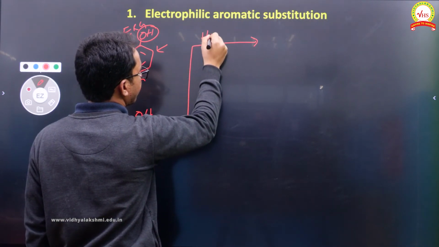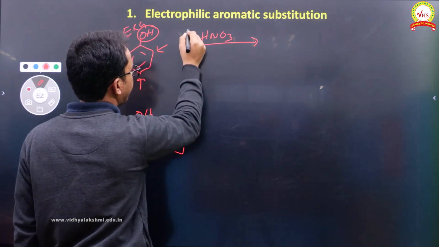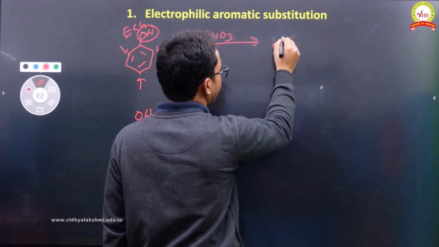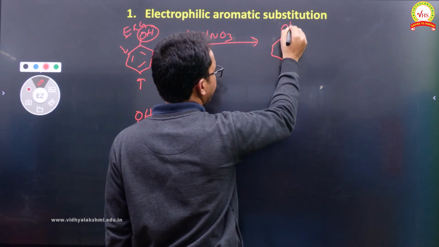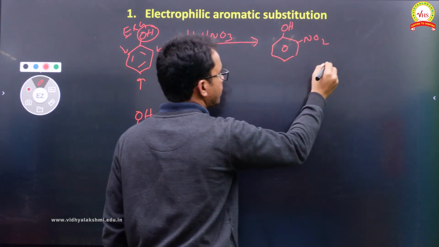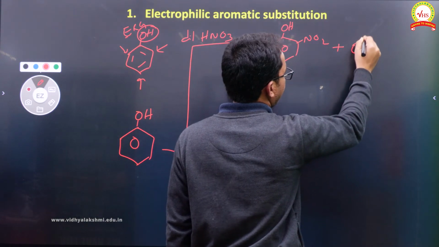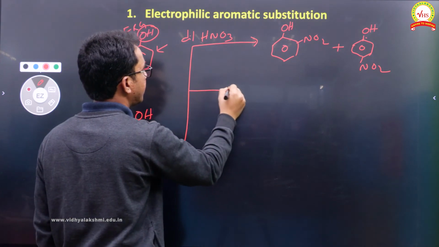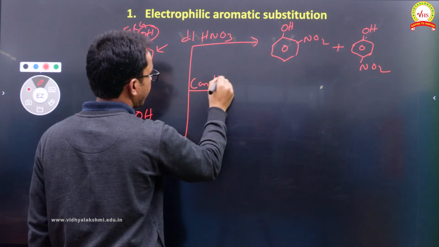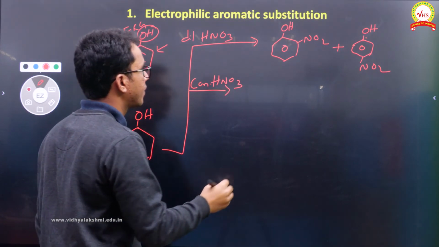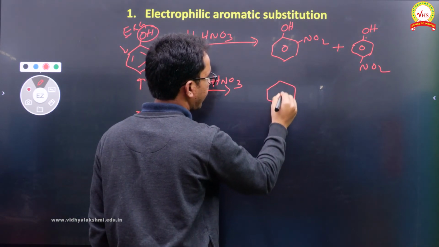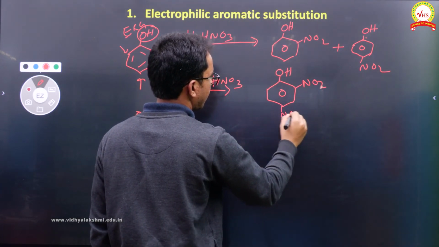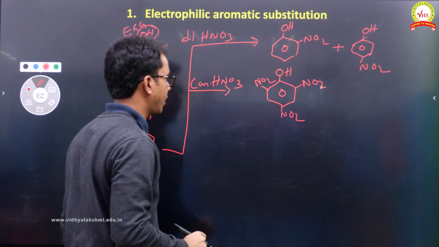Let us take nitration, with HNO3. Let us take dilute HNO3. With dilute HNO3, only one mono substitution takes place: the ortho position substitution, giving OH and NO2, and the second one is para position substitution with NO2. But if you take concentrated HNO3, trinitrophenol formation takes place.